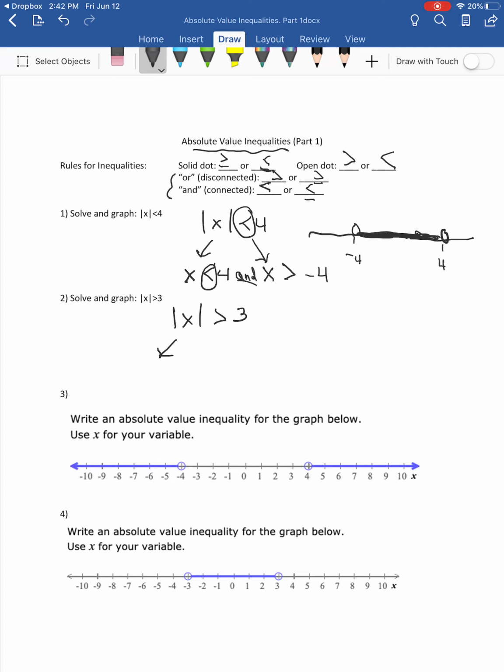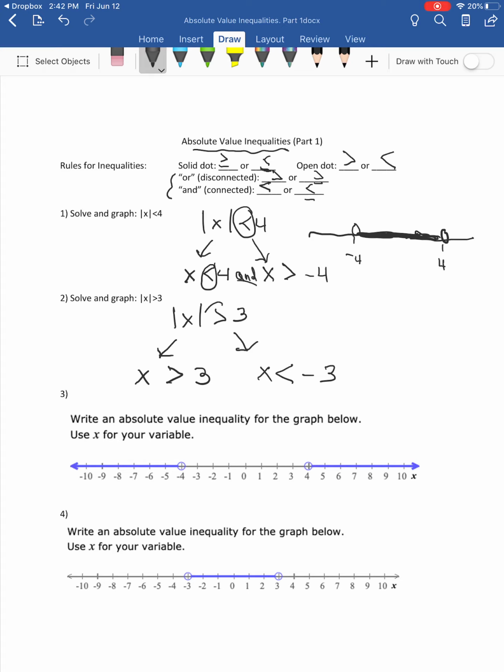Okay, so absolute value x greater than 3. Let's make our two inequalities. All we're going to do, we're going to drop the bars, x greater than 3. Next, we're going to flip the inequality symbol, so x less than, and again, when we flip the inequality symbol, we're changing the sign, x less than -3.